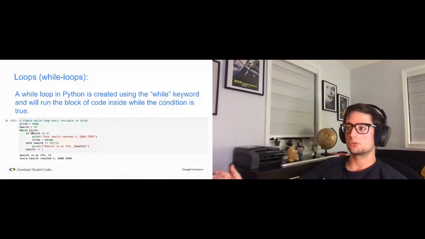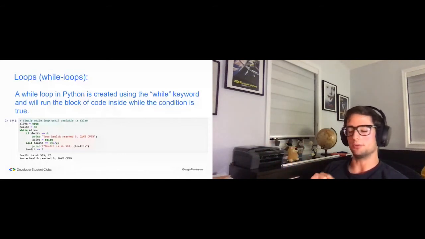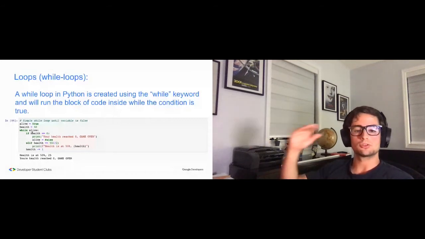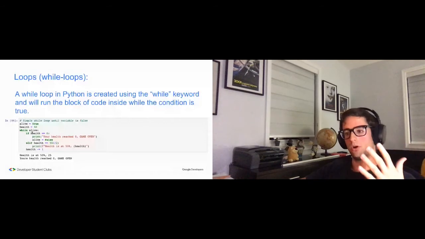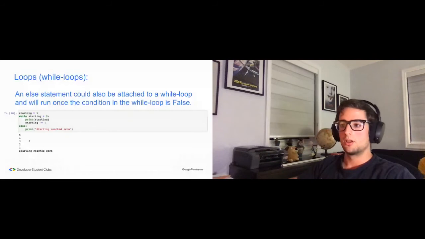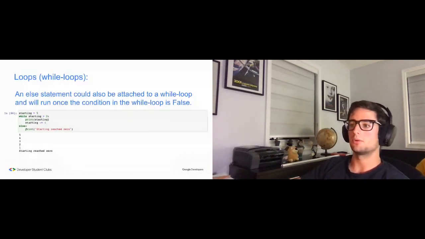An else statement can also be attached to a while loop, and it will run once the condition in the while loop is false. So let's say here, while starting is greater than 0. So while 5 is greater than 0, we're going to print starting, and then we're going to subtract 1. So we get 5, 4, 3, 2, and then 1. And then it breaks the while loop. And since the while loop broke, we go into the else statement. And that's why we get starting reach 0.